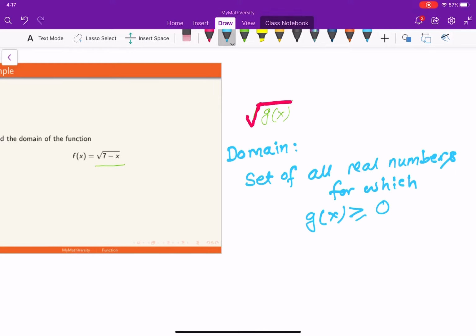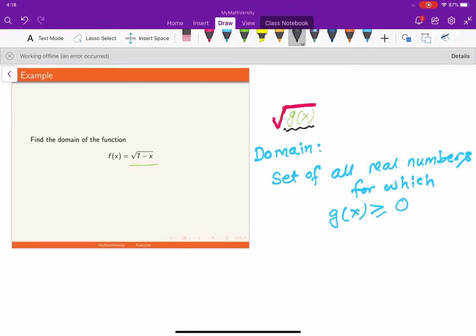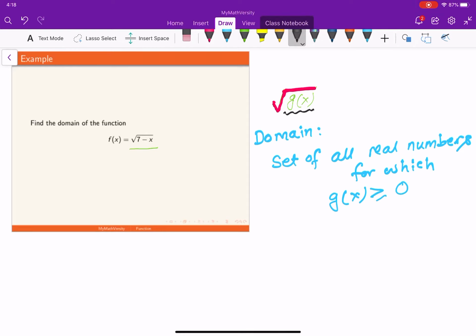So if that is the case, we see what is the function under this radical sign, and we try to see when that is non-negative. The example we have given here is f of x equal to square root of 7 minus x. So on this function, what we need to check is when 7 minus x is actually non-negative. So we need to check this.